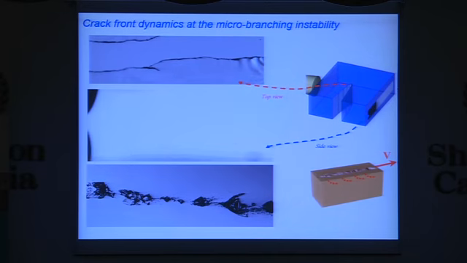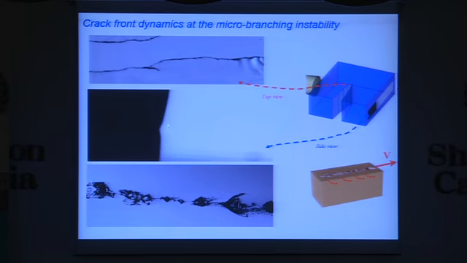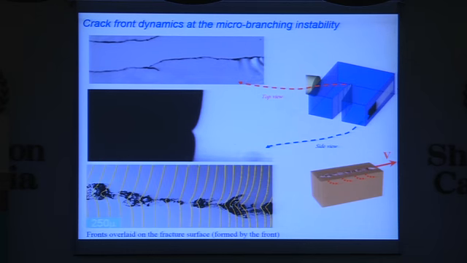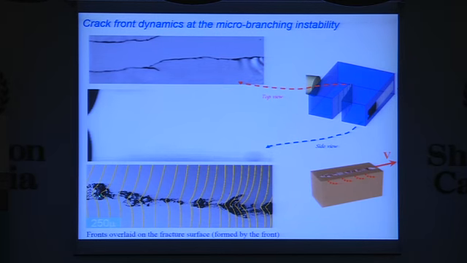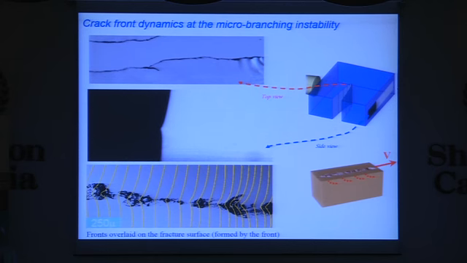Okay, and this is a photograph of the fracture surface. This cusp is formed, and overlaid we have in yellow the instantaneous profiles of this breathing crack front. And you can see that this cusp-like breathing thing is actually what gives rise to the structure on the fracture surface. Can we make sense out of this?